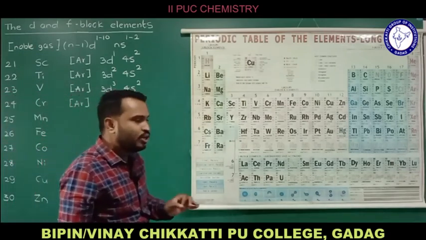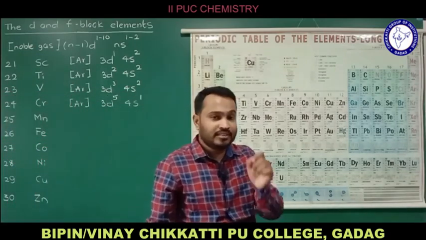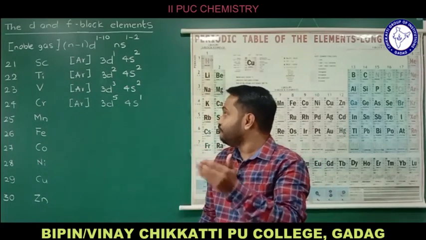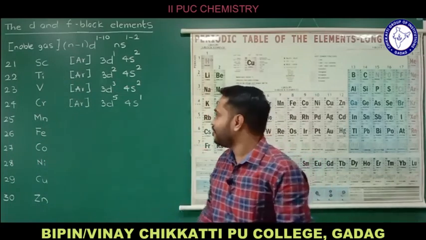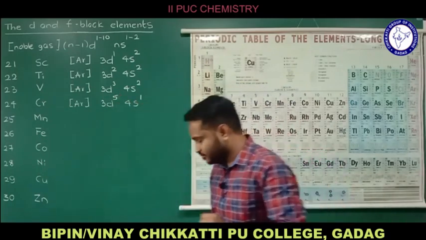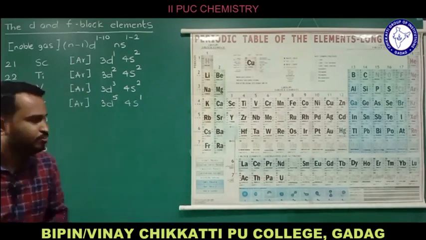Because of the rule called extra stability rule, the electronic configuration of chromium is not 3d4 4s2, the electronic configuration of chromium is 3d5 and 4s1. Know this concept. Next I am going to move on.